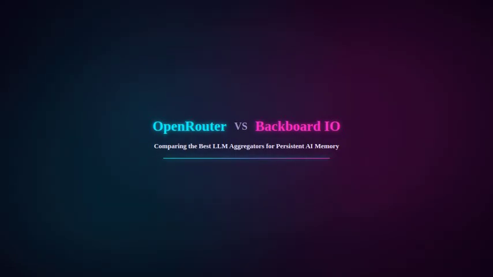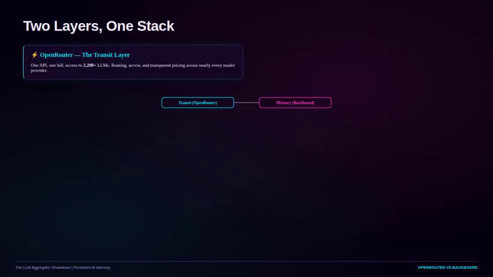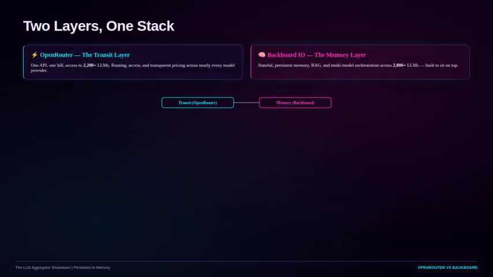OpenRouter versus Backboard IO, comparing the best LLM aggregators for persistent AI memory. Two very different philosophies for building on top of large language models. Let's break down where each one wins. First, what are these platforms actually doing?